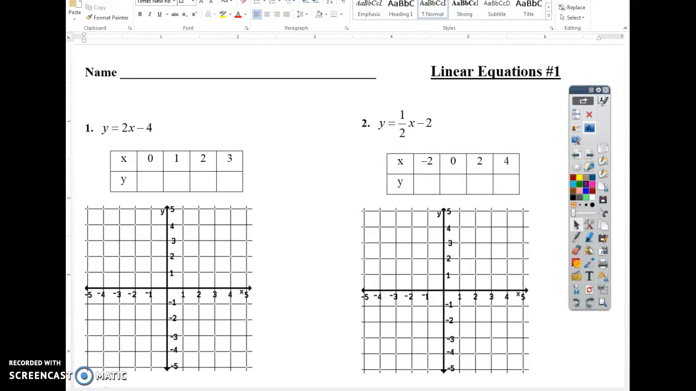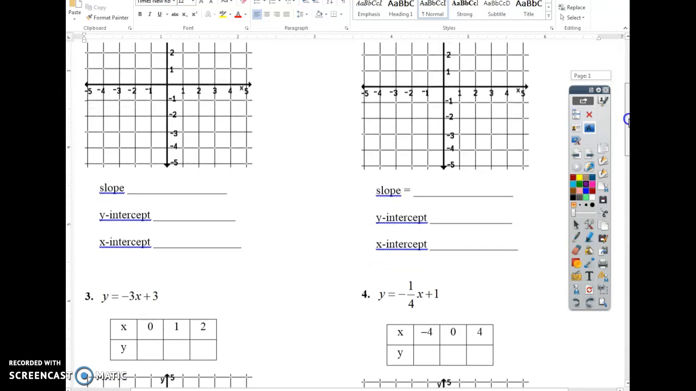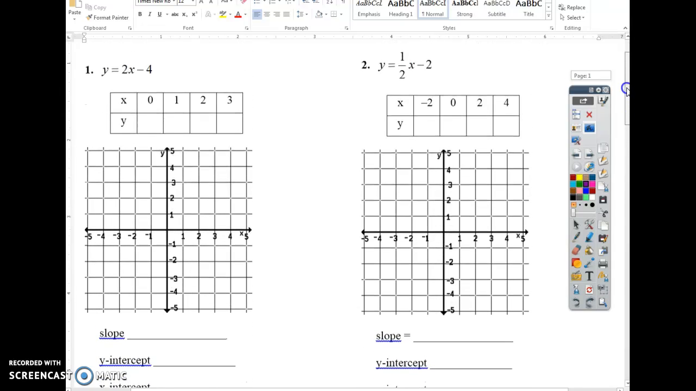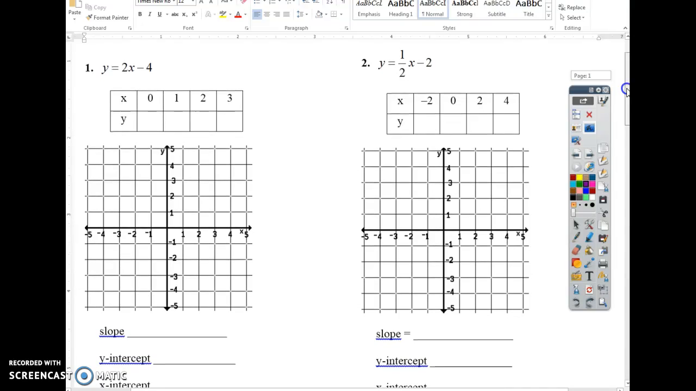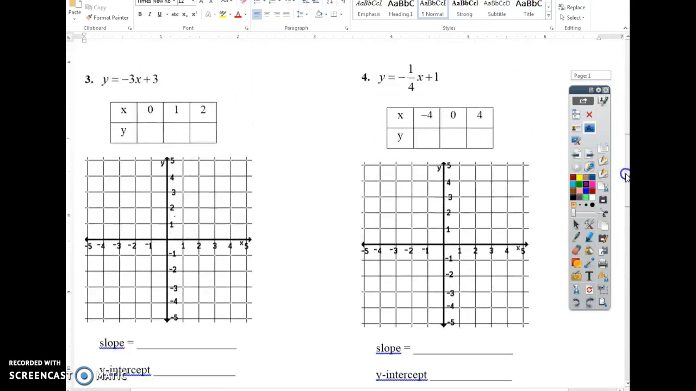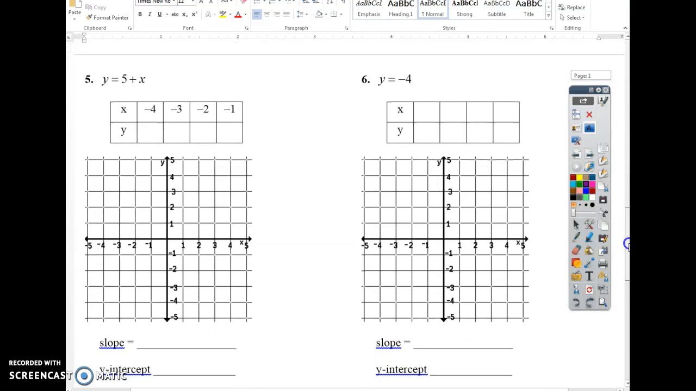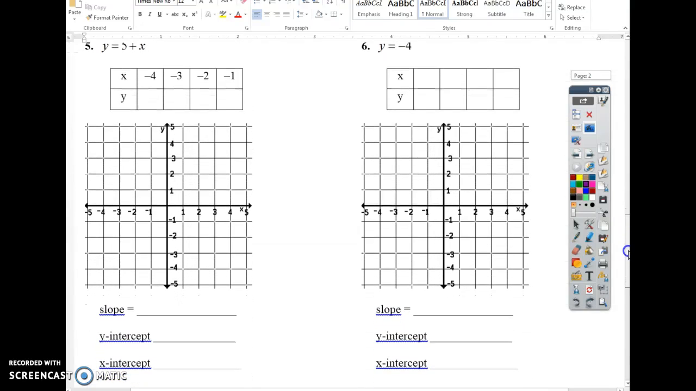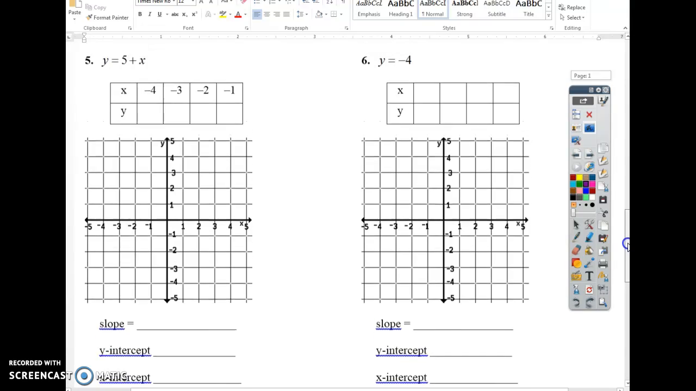Okay, so on this worksheet for today, we are going to put these equations in y equals and Desmos. We're going to get the table, we're going to get the graph, and we're going to answer these questions about the slope and the y-intercept and the x-intercept. The first page is pretty easy. I'm going to let y'all do that on your own. So I'm going to start with you on problem number 5. I'm going to do 5, 6, and 7 with you, and then you're going to do the rest of them.